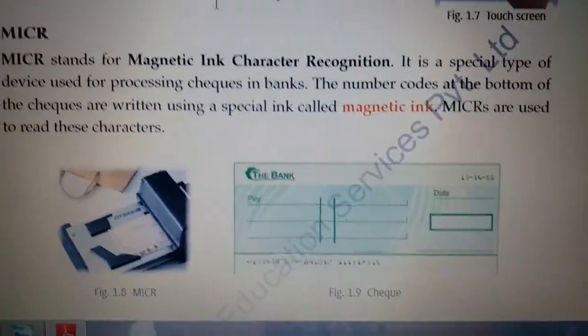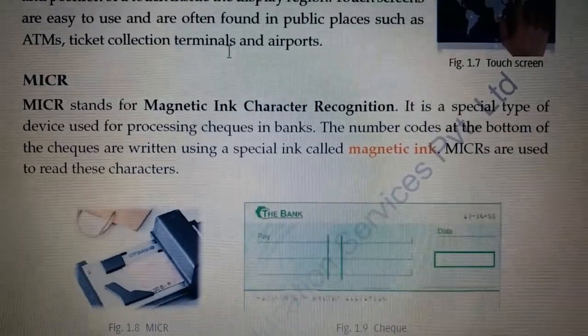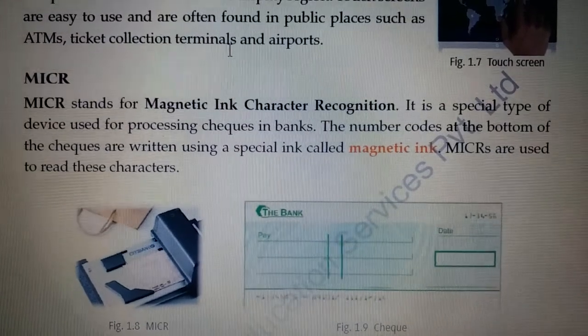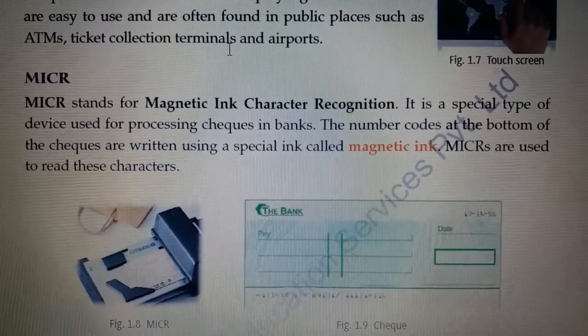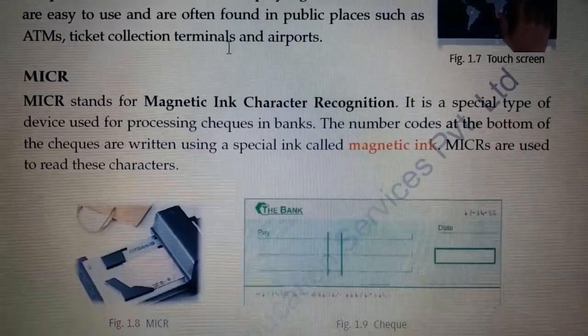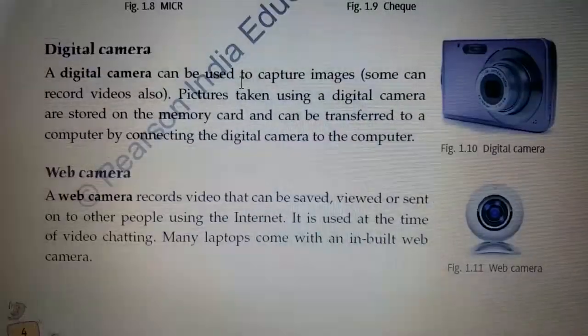MICR. MICR stands for Magnetic Ink Character Recognition. It is a special type of device used for processing cheques in banks. The number codes at the bottom of the cheque are written using a special ink called magnetic ink. MICR is used to read these characters.